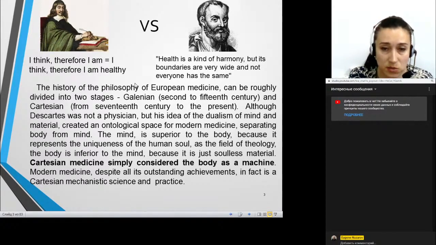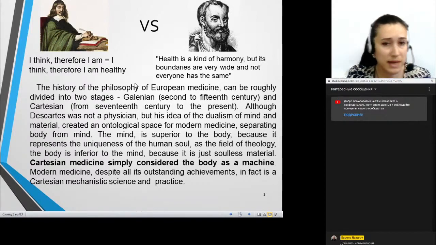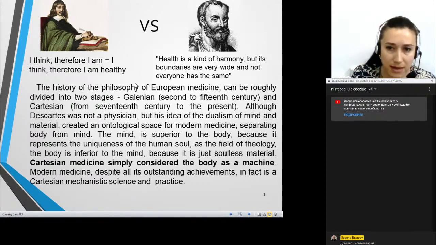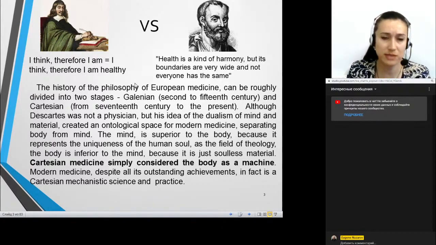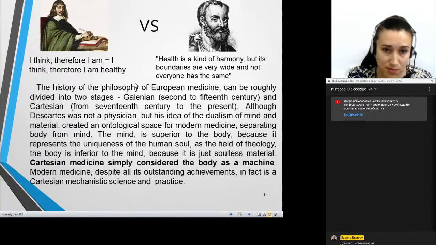The mind is superior to the body because it represents the uniqueness of the human soul. As a field of theology, the body is inferior to the mind because it's just soulless material. Cartesian medicine simply considered the body as a machine. And modern medicine, despite all its outstanding achievements, is in fact a Cartesian mechanistic science and practice.